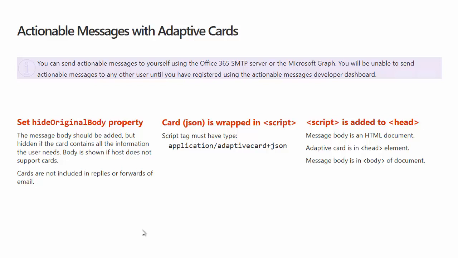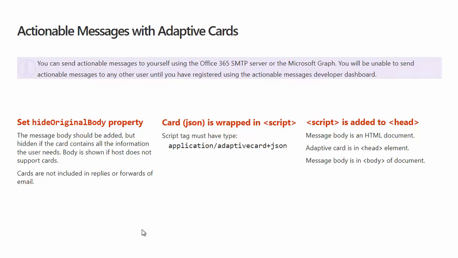The card itself is a JSON object wrapped in a script tag. The script tag has a very specific type that you have to specify, application/adaptive card plus JSON. It is this script tag with this specific type that indicates to the Microsoft Office 365 mail service that this is an adaptive card and we want that rendered using the actionable messages capability. This script tag is added to the head element of an HTML document.